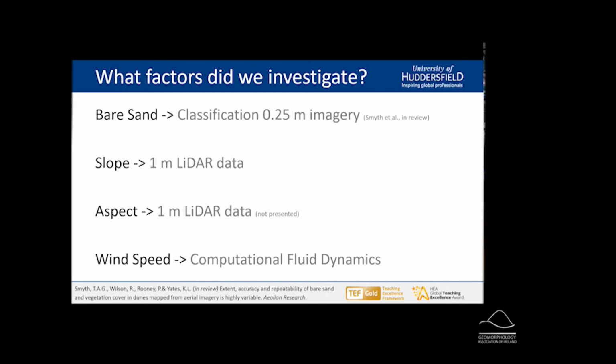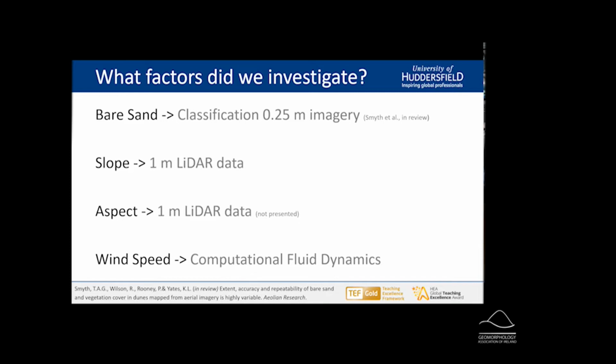Well, first thing we did was to measure the bare sand, and we did that using a semi-automated classification method in GIS. And again, quite like Dylan's presentation before, we validated that, and hopefully you can read all about that. It will be coming out in review quite shortly. So the first thing was to measure that bare sand, and we classified it using 25 centimeter imagery. The second factor that we thought might be causing this bare sand at a landscape level was slope. We're very lucky here in the UK to have a lot of LiDAR data and several years of it as well. So we used 1 meter LiDAR data for that.